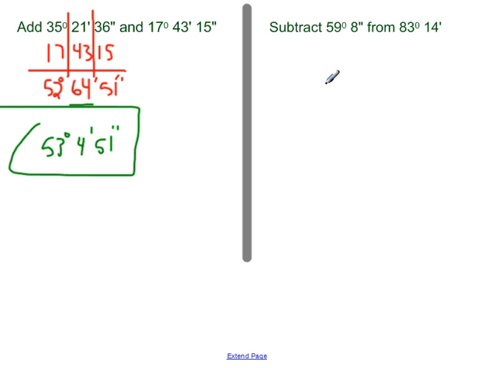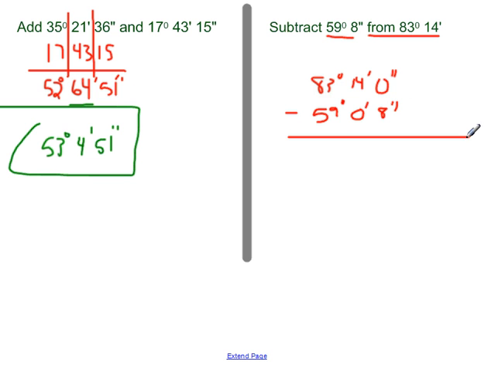Now I want you to try the subtraction one on your own. When it says you're taking this away from that, that means it's going to be set up as 83 degrees, 14 minutes, and 0 seconds, minus 59 degrees, 0 minutes, 8 seconds. I will give you a hint with that one. There is going to have to be some borrowing, just like what you would have to do when you first learned to add or subtract when you were little.